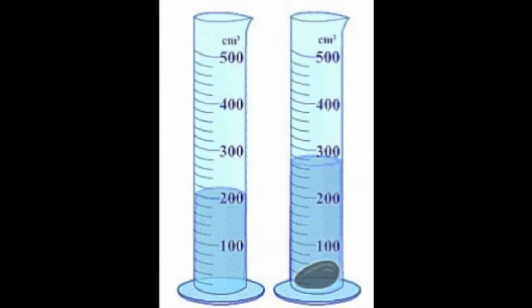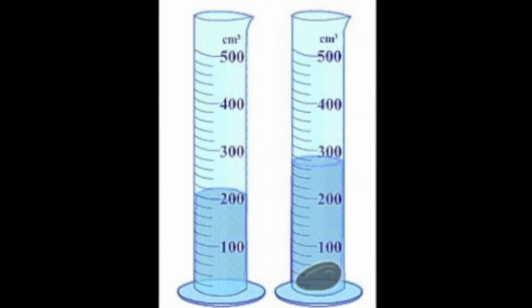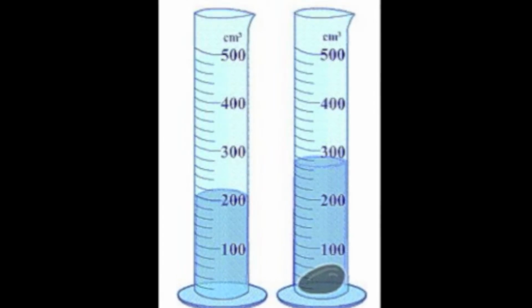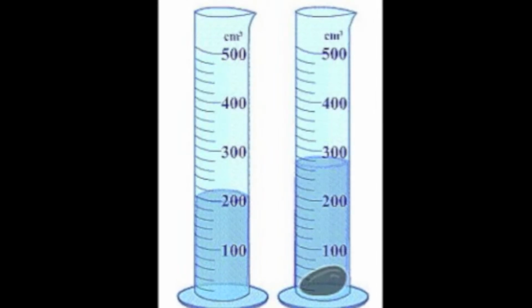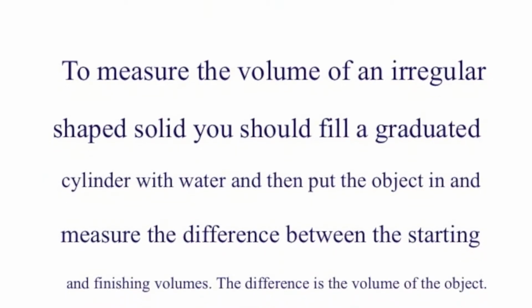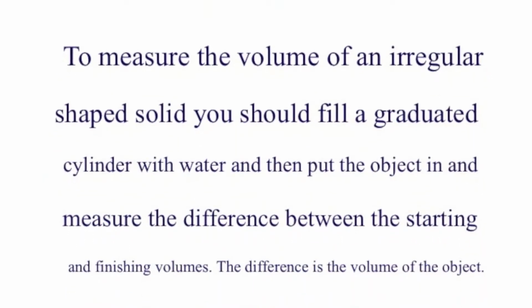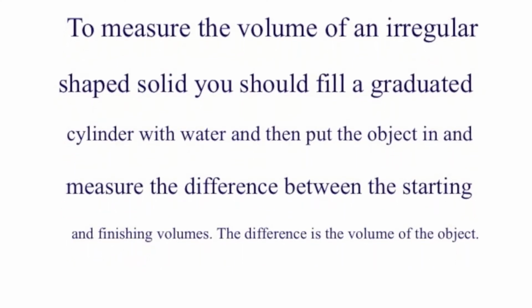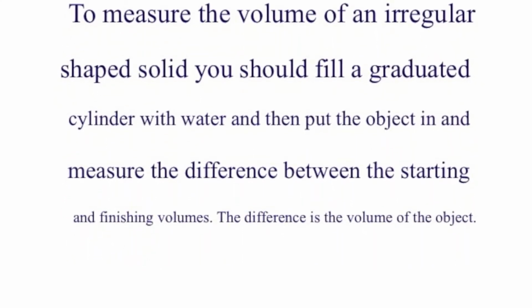To measure the volume of an irregularly shaped solid, you need to use the water displacement method. In the water displacement method, you fill a graduated cylinder with water and then put the object in and measure the difference between the starting and finishing volumes. The difference is the volume of the object.